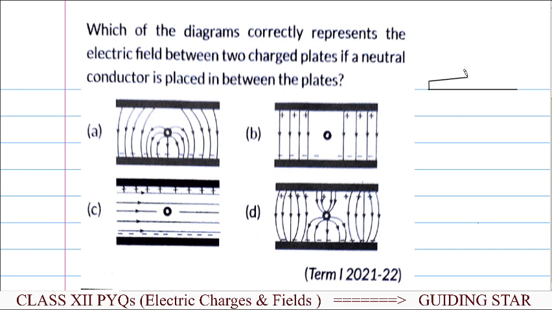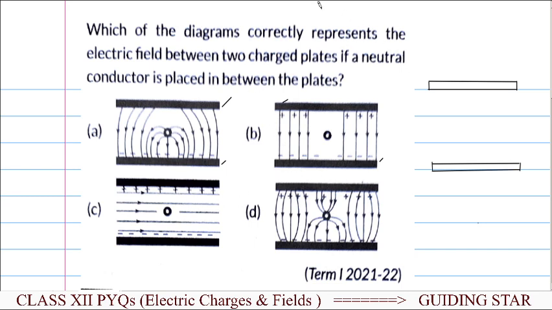two charged plates. One is positively charged and another one is negatively charged. Let's consider the below one is negatively charged and the upper one is positively charged. Clear? Just shown over here. So these are the cases: positively charged plate, negatively charged plate. In all the four cases it is the same.